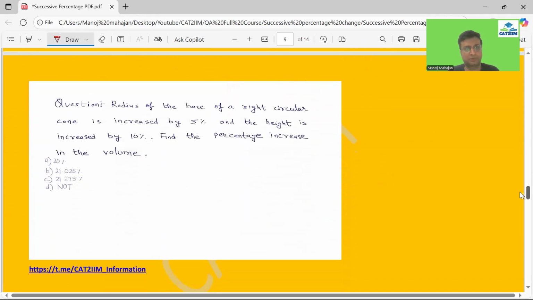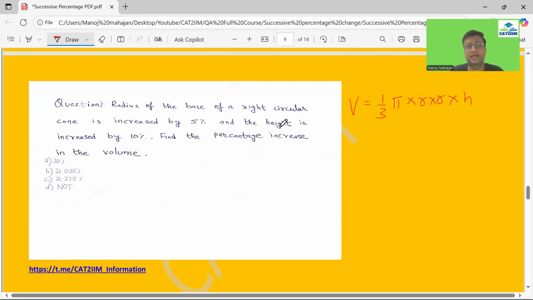Okay, so let me come to another problem out here. Radius of the base of a right circular cone. So if you look at the right circular cone, we talked about the volume already, 1 by 3 pi r square h. So I'm putting it as r into h. So it is actually again the successive problem over here. So how are we going to calculate the percentage increase in the volume? Let's see over here.